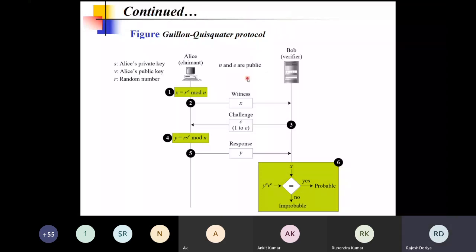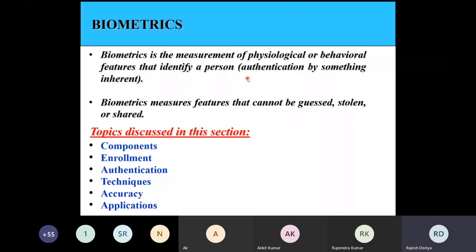And now the last step is proving the identity with the help of biometrics. Biometrics is the measurement of the physiological or behavioral features that identify a person. In this case, authentication by something you are is inherent. The biometric features, or the measured features, cannot be guessed, stolen, or shared. Meaning one cannot guess it, one cannot steal it, or share it.